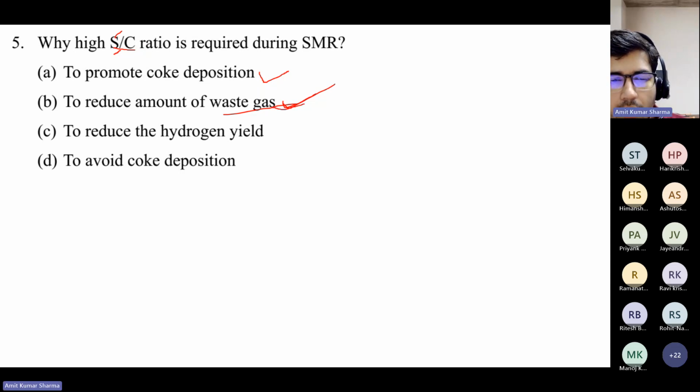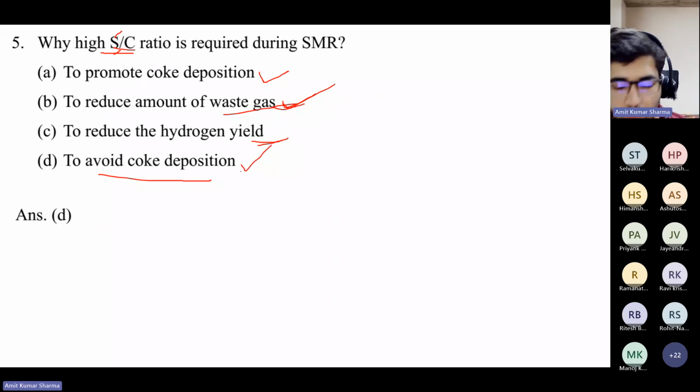To reduce the hydrogen yield? No, because if you are having a proper steam to carbon ratio, only then will the reaction be completed as we require. Otherwise, some side reactions will occur and coke deposition will happen. The catalyst will be deactivated and the hydrogen yield will reduce. So a higher steam to carbon ratio ensures higher hydrogen yield, and to avoid coke deposition, this one is the only correct option. Okay, so the answer is D.